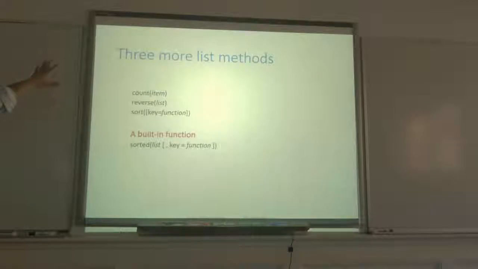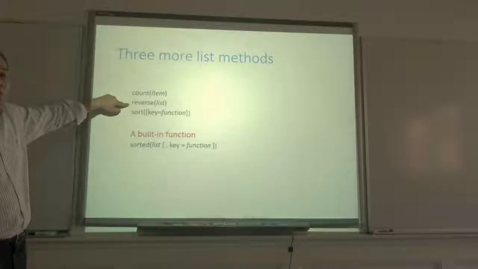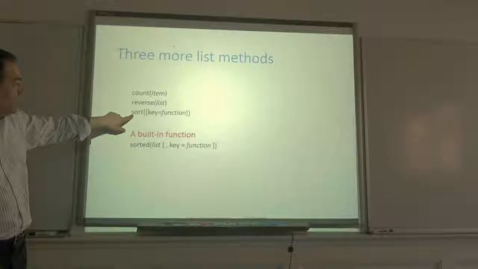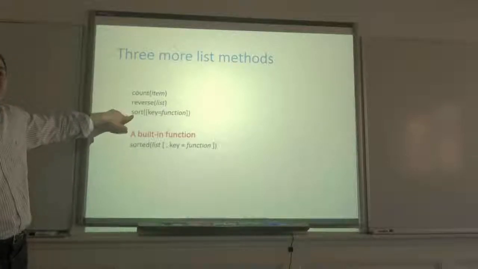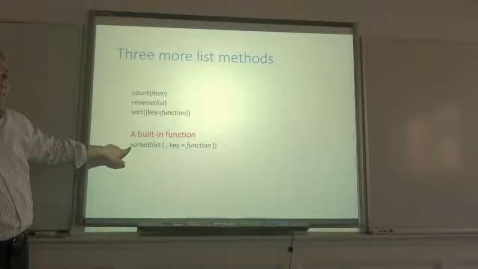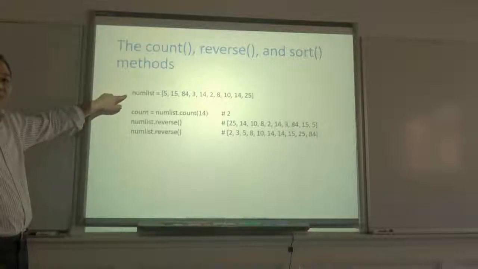And we'll just skip this. 3 more list methods. There is count. What does it do? Count the number of items. Reverse. It will reverse it for you. And sort. Sort is a method or a function. It's a method. But there's a function called sorted for you. Okay. All right. So quickly, I'm not going to go over all the examples. I'll leave it for you.